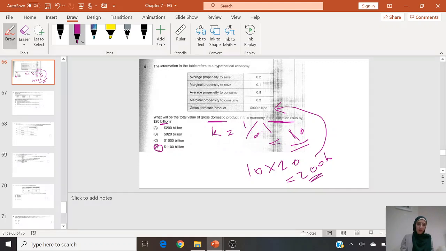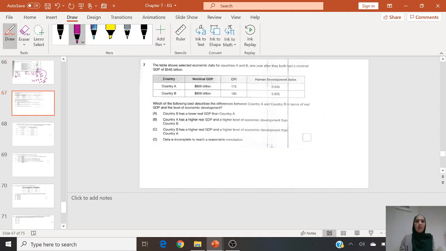Okay, moving on to question 7. The table shows selected economic data for countries A and B 1 year after they both had a nominal GDP of 545 billion. So for country A, we've got the nominal GDP and the CPI. Country B, we've got that too. All you've got to do is put in the formula for real GDP because that's what it says here. Which of the following best describes the differences between country A and country B in terms of the real GDP?